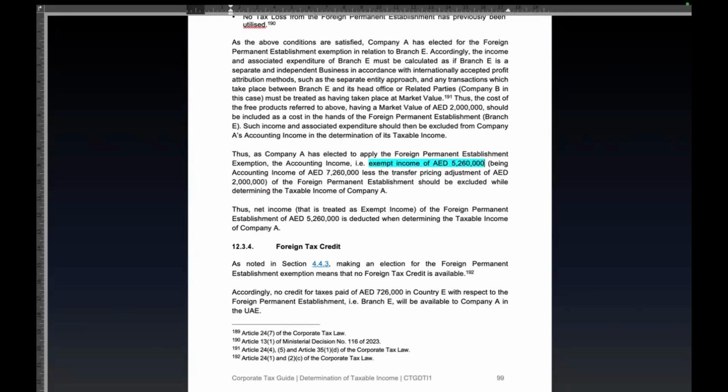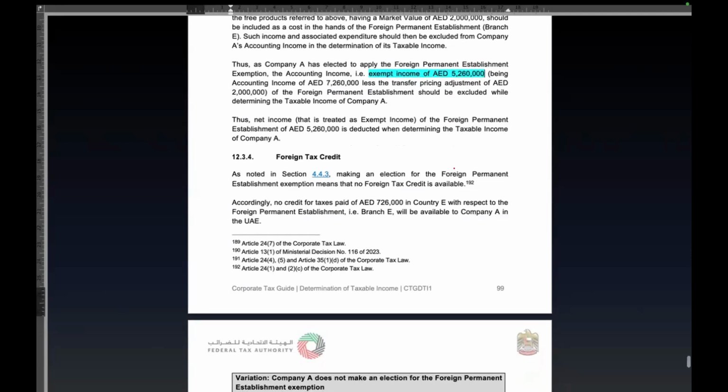Whenever you are considering the foreign tax credit, first of all, you have to calculate the taxable income of the foreign PE based upon the UAE tax law. So based upon the UAE tax law, you need to calculate the foreign taxable income. This is basically the accounting income. There is only one adjustment of 2 million. Then they arrived at the foreign exempt income of 5260.